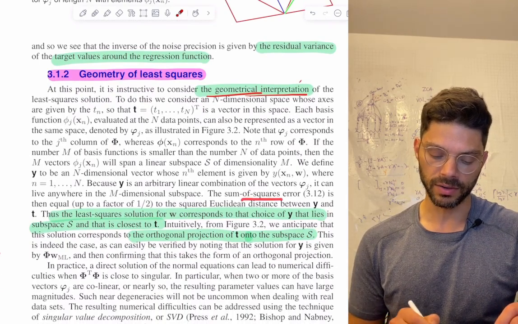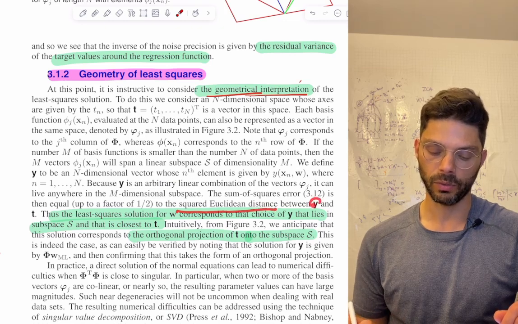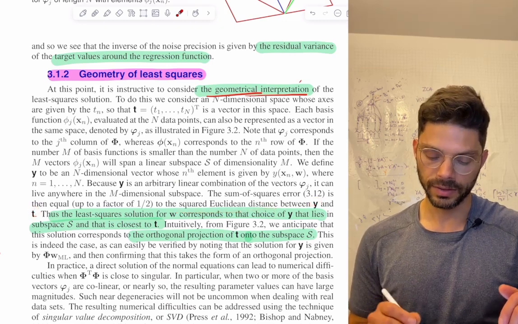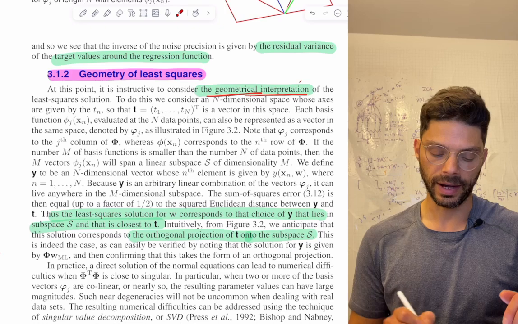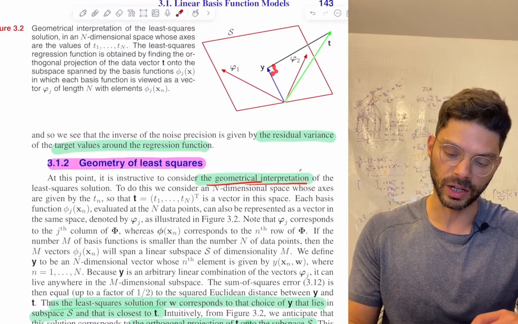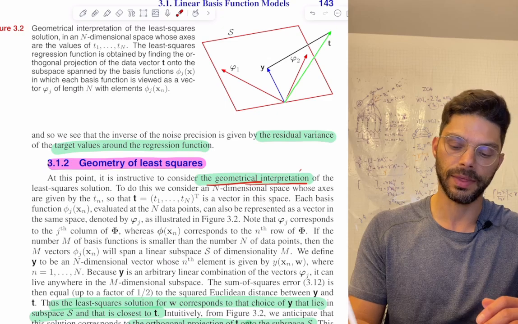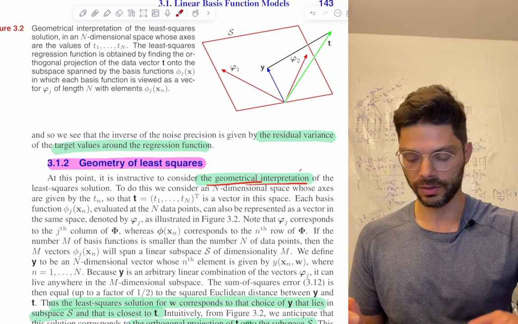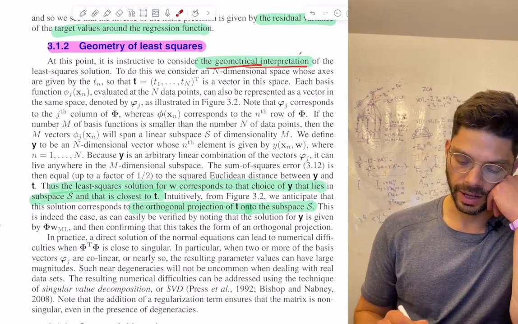The sum of squared errors is then equal, up to a factor of 1/2, to the squared Euclidean distance between y and t. Thus, the least squares solution corresponds to the choice of boldface y that lies in the subspace that is closest to t, and that's going to be, you drop this kind of 90-degree line. Basically, you just drop a line to the surface, and where it hits the surface, that's your estimate, assuming gravity is coming from the surface, of course.